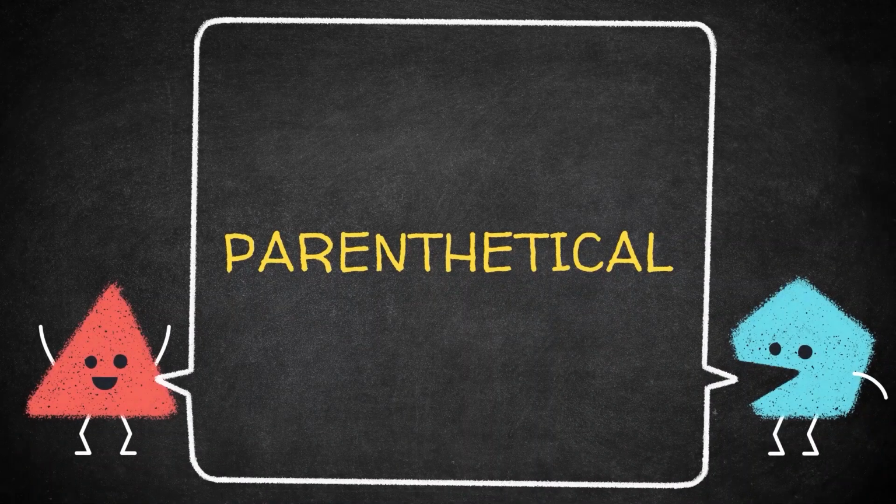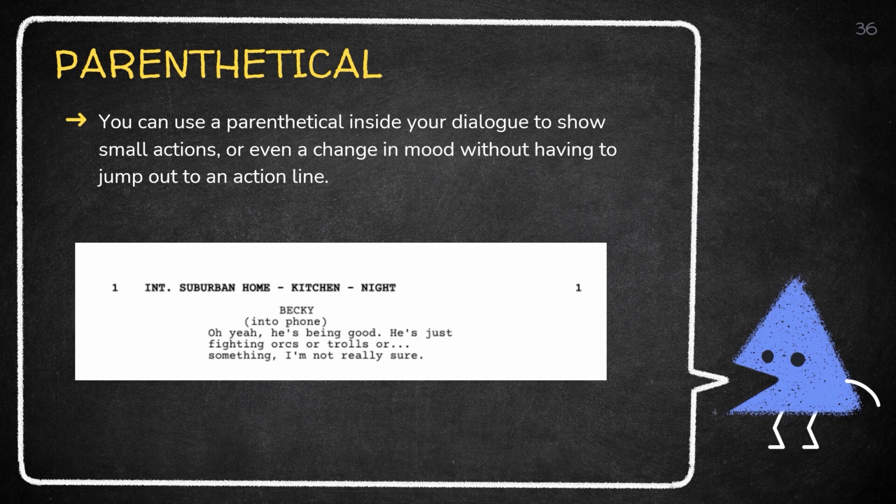So next, parenthetical. In the parenthetical, you can use a parenthetical inside your dialogue to show small actions or even a change in mood without having to jump out to an action line. Just like the extensions, you can have more of a defining moment on your dialogue, so that it won't change the whole idea of the script. It adds more, or enhances the dialogue of your character. So that's the use of the parenthetical.